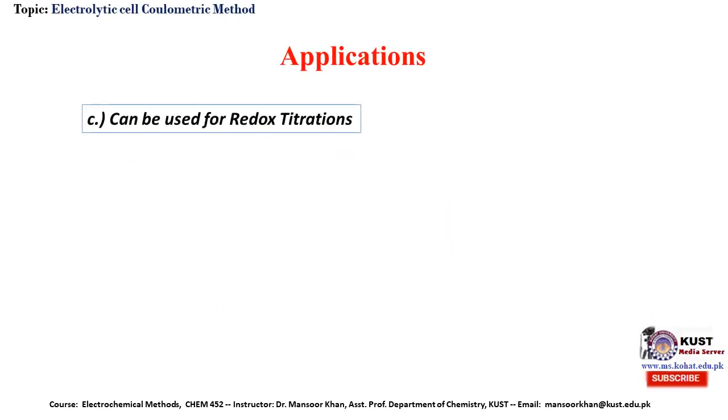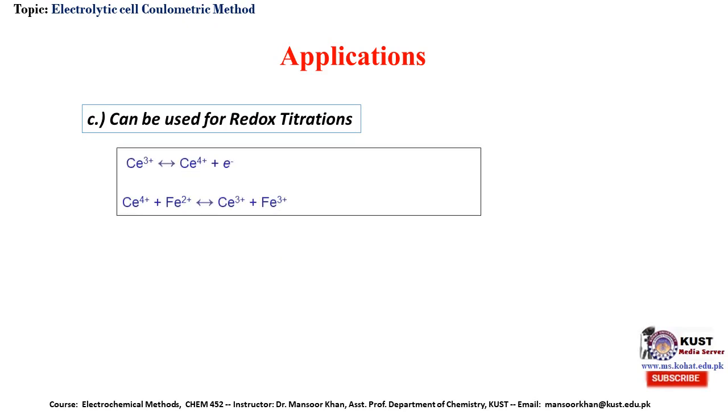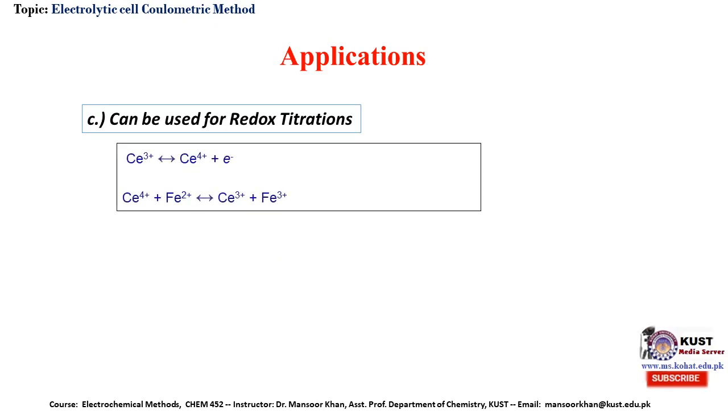It can also be used for redox titration. In redox titration, reduction and oxidation take place. Here cerium plus 3 undergoes conversion to cerium plus 4 by the release of an electron. So the process is oxidation, while cerium plus 3 is a reducing agent.